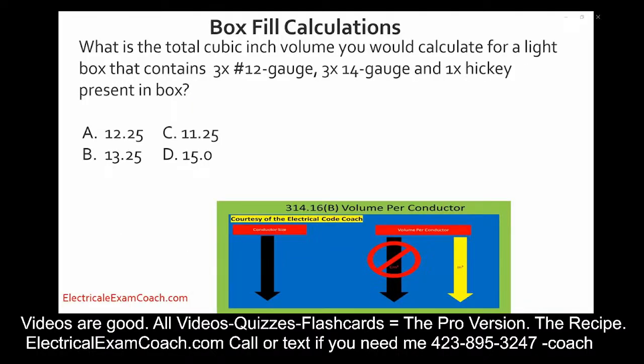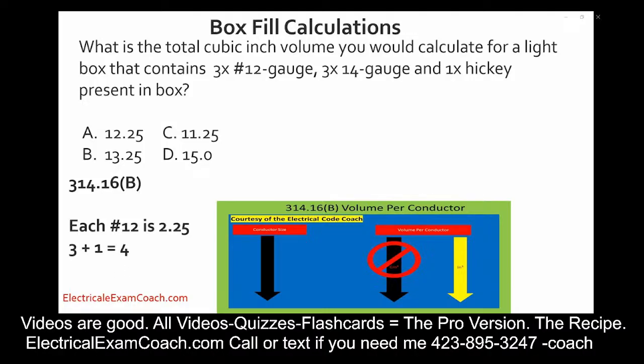What is the total cubic inch volume you would calculate for a light box that contains 3 number 12 gauge conductors, 3 14 gauge conductors, and 1 hickey present in the box? We'll head to our table. We know that each 12 is 2.25. So you always deal with the largest conductors first. And the reason is because your fittings are likely going to be grouped with the largest conductors.